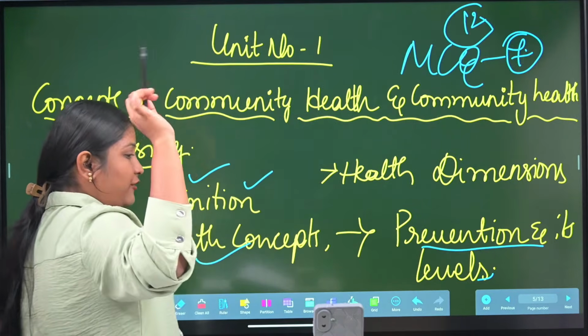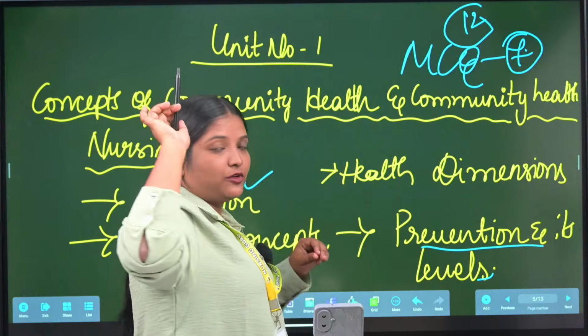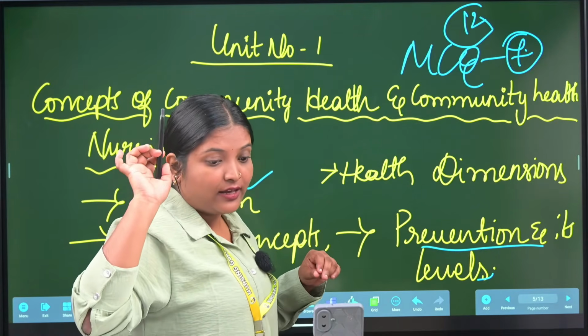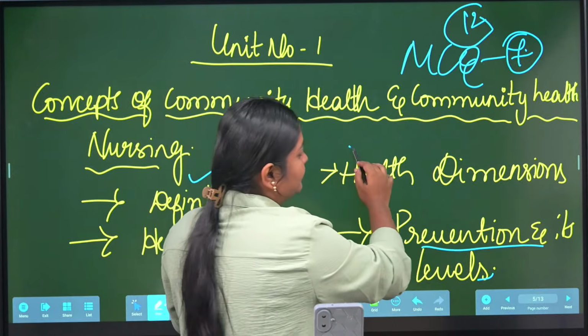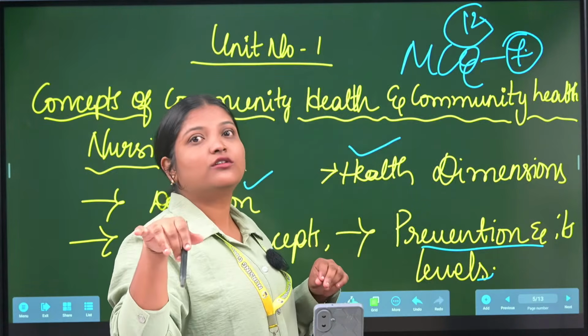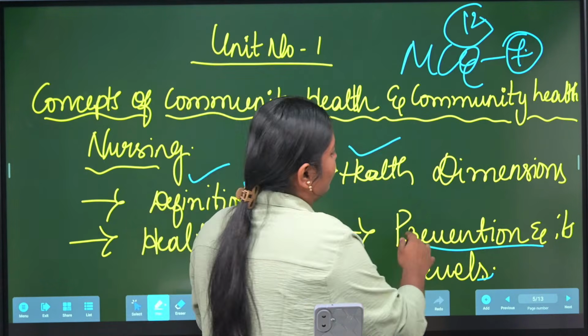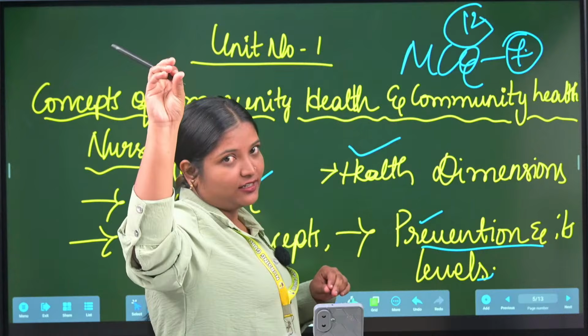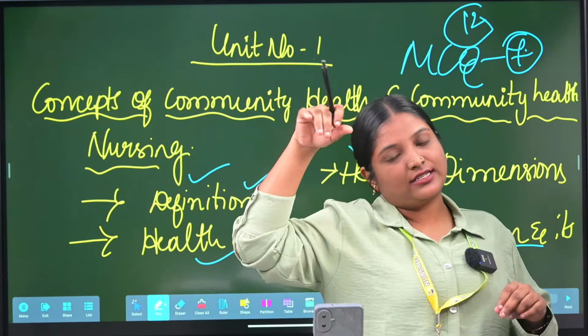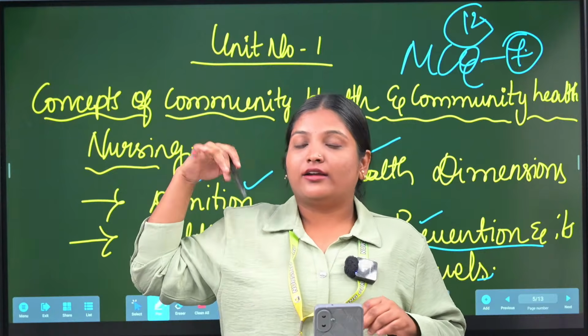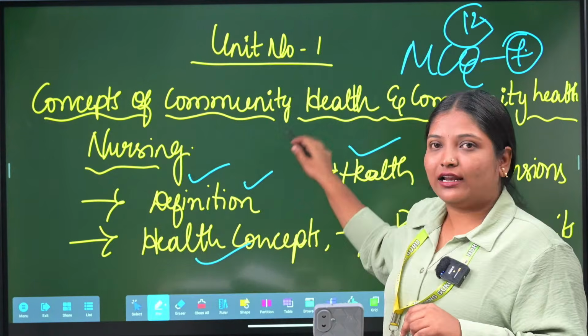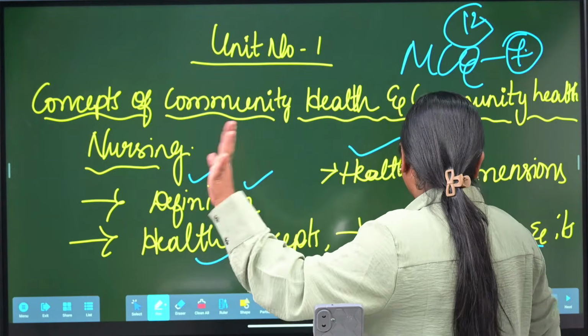Nursing foundation already studied that one. Concept of health and illness we already studied earlier. Next is health dimensions, dimensions also you have to study. Next, prevention and its levels. Primary, secondary, tertiary prevention levels will be there, and primary, secondary, tertiary care also. That care and levels you compare and study. That is the important question.